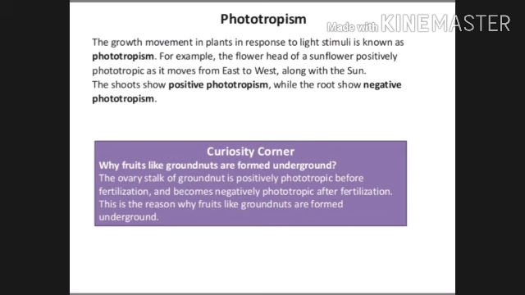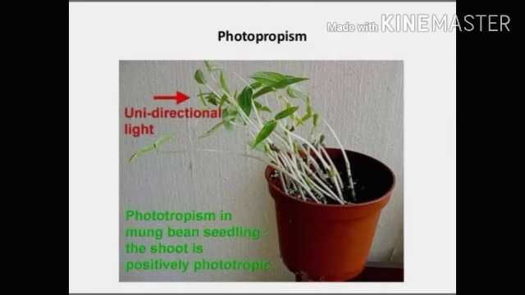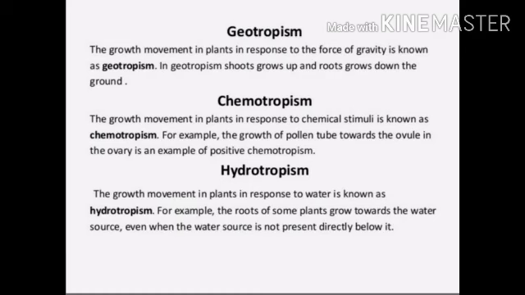Why are fruits like groundnut formed underground? The ovary stalk of the groundnut is positively phototropic before fertilization and becomes negatively phototropic after fertilization. This is the reason why fruits like groundnut are formed underground. Now in this picture you can see phototropism in the mung bean seedling. The shoot is showing positively phototropic movement towards the light.